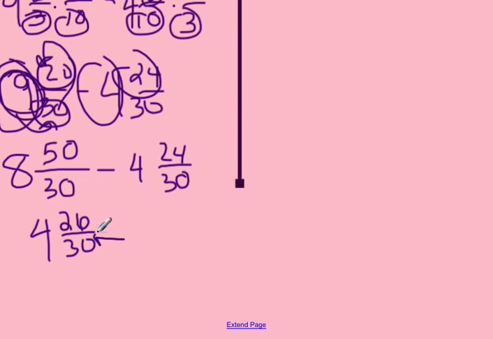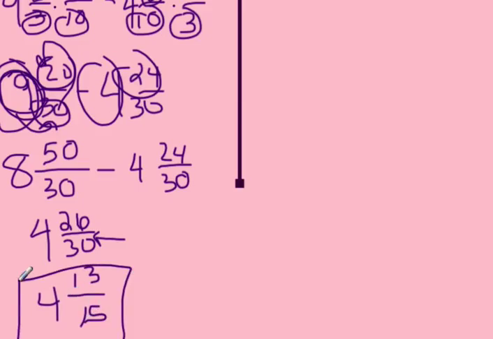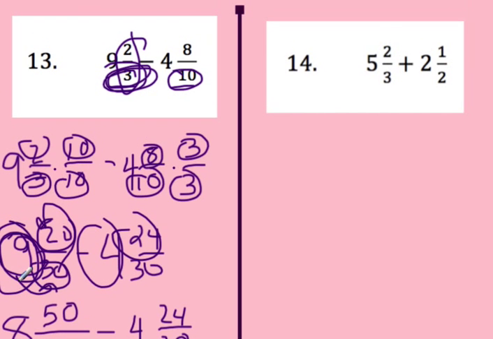So I notice that right here, they're both even, which means they both can be divided by 2. 26 divided by 2 is 13. 30 divided by 2 is 15. So that right there is your final answer for number 13.